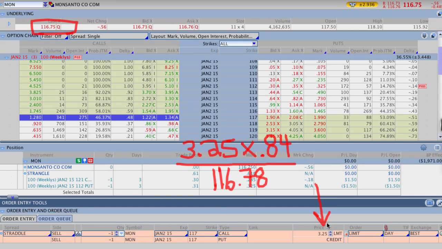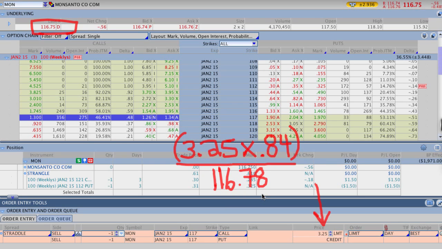We take the credit of the at the money straddle, which is currently the closest strike at 117. We times that first by the probability that we're looking to get, that range that we're looking to get, an 84% chance of success range. And now if we want to get that expected move, we take that probability and we divide it by 116.78, okay?